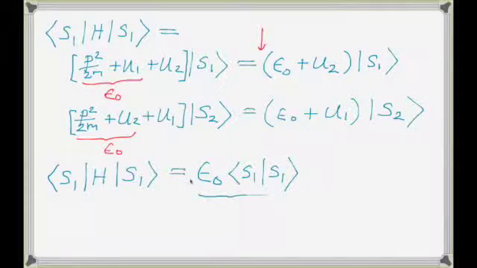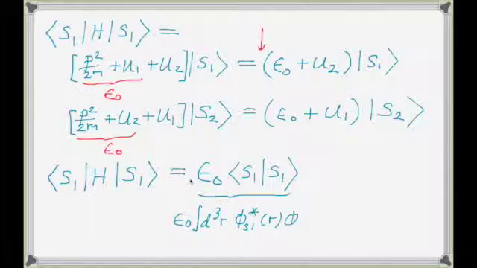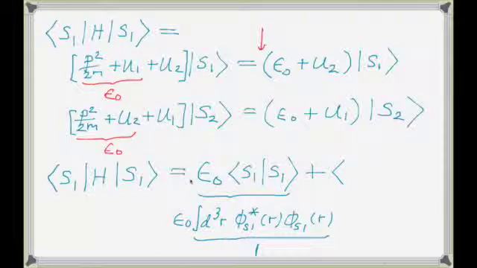This part of the matrix element is our integral, d cubed r. I can pull this out, it's just an energy. It doesn't enter into an integral over space of my phi S1 star of r phi S1 of r. And since we're using an orthonormal basis, by definition this is just 1. Plus the other term, S1 U2 S1.